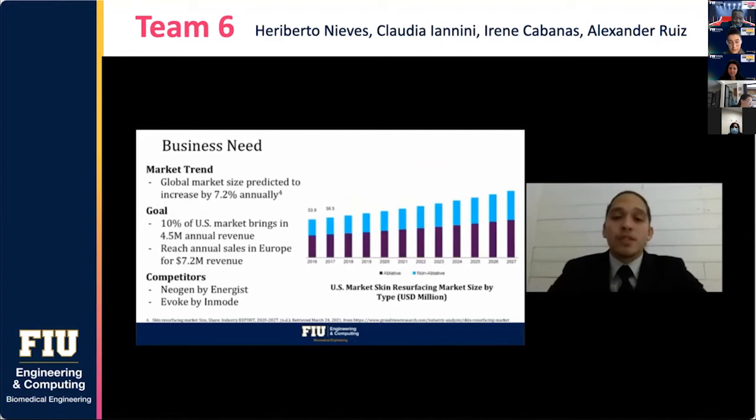With regards to the business need, the global skin resurfacing market is predicted to grow by 50.4% within the next 6 years. In the US, Apex Medical aims to capture about 10% of the addressable market, and in Europe, they aim to reach 16,000 units in sales annually by 2024. Implementing the DREAMS device could enhance Renuvion's marketability against its competitors and assist in reaching these financial goals. Now, my teammate Irene will discuss the requirements of the solution.